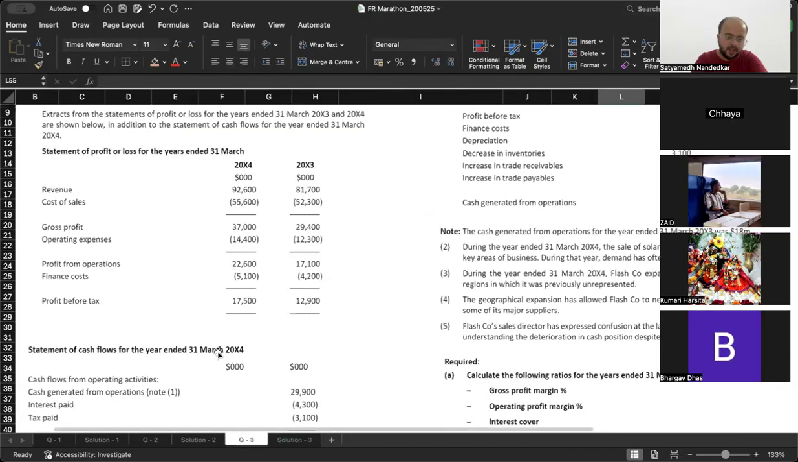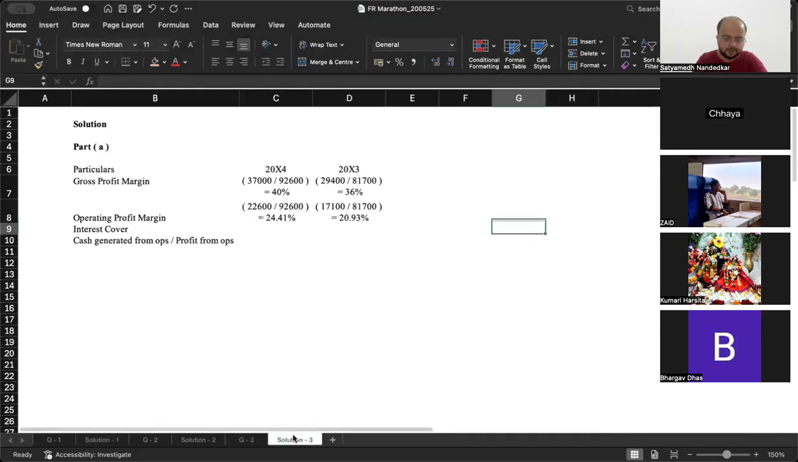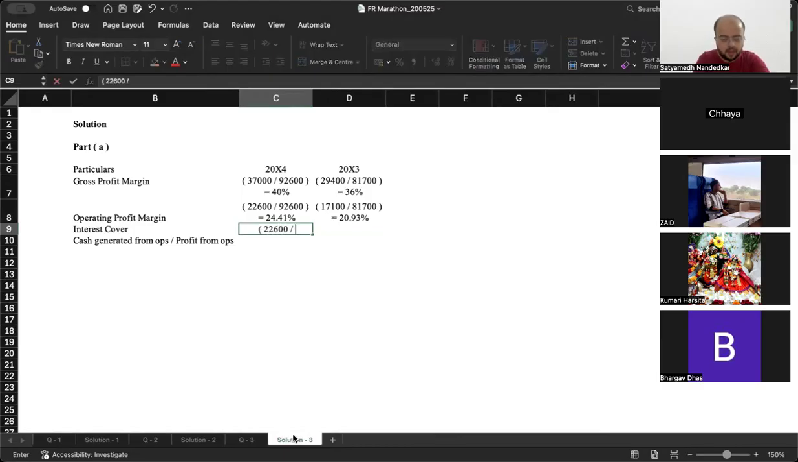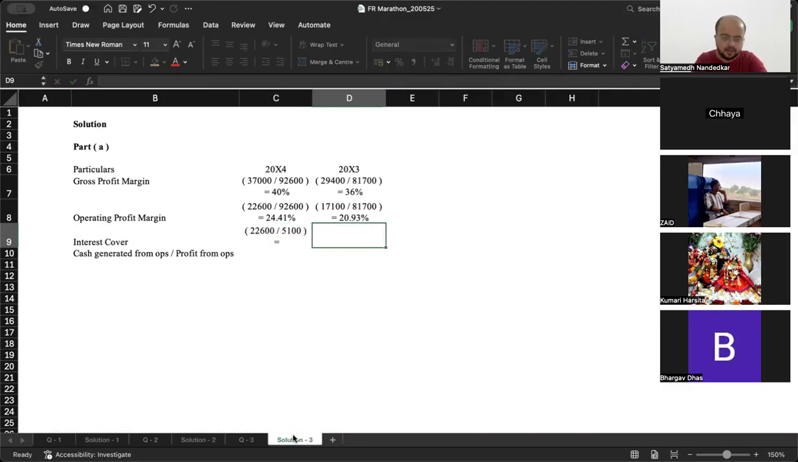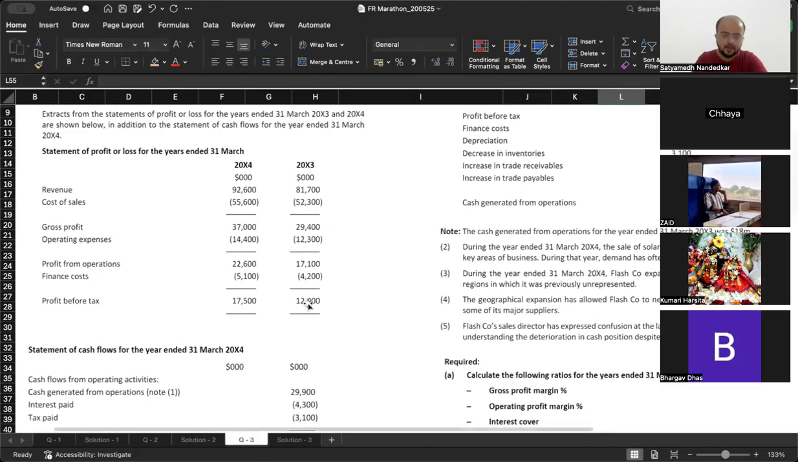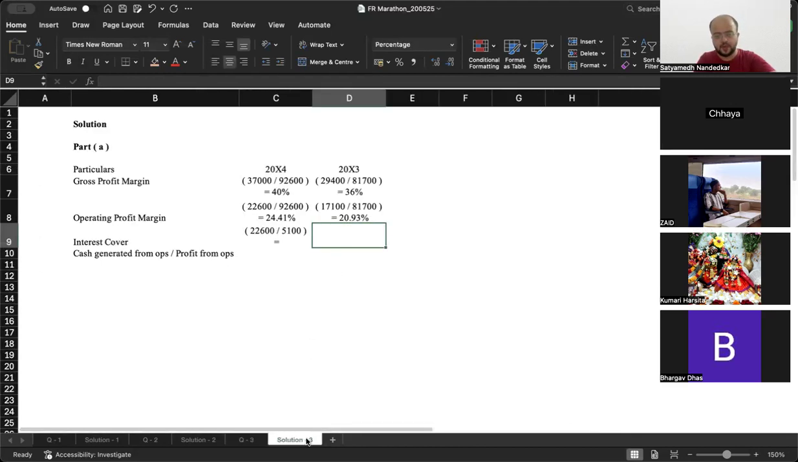इंटरेस्ट कवर, पीबीआईटी अपॉन इंटरेस्ट. 22,600 अपॉन 5,100. 22,600 upon 5,100. This answer is in times. 17,100 upon, sorry, 17,100 upon 4,200.